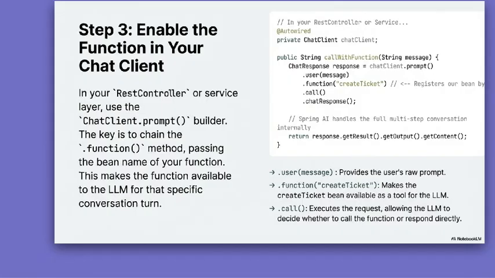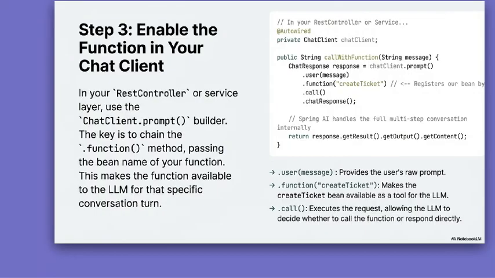Okay, so step 3 brings it all together in the application service layer. Step 3, enable the function in your chat client. This is the line of code in your Java app that kicks off the whole workflow. When your REST controller gets the user's HTTP request, it uses the ChatClient.prompt builder. And what's the minimum choreography you need in that builder? It's a really clean chain.